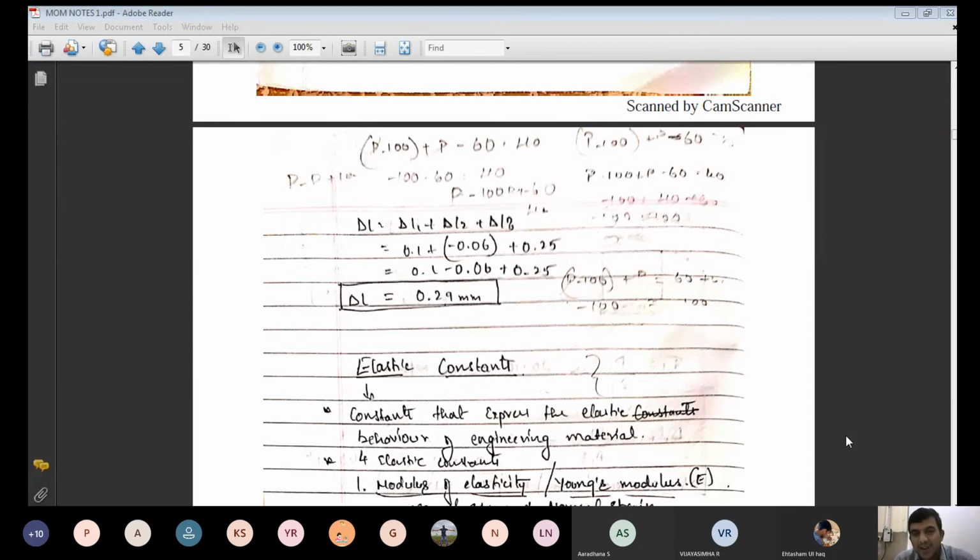In the next class, we'll go for compound bars, also called statically indeterminate members. I'll just give the introduction. The bars we studied here are made up of only one material. If the bar is made up of two or more materials, then it is called a compound bar, like RCC members. Next class we'll discuss this very important topic and also solve some problems on it.